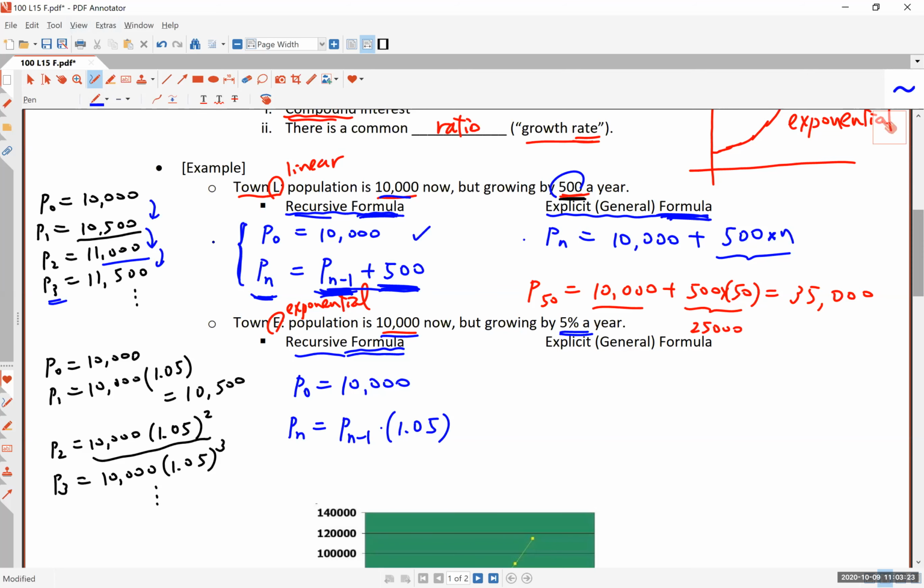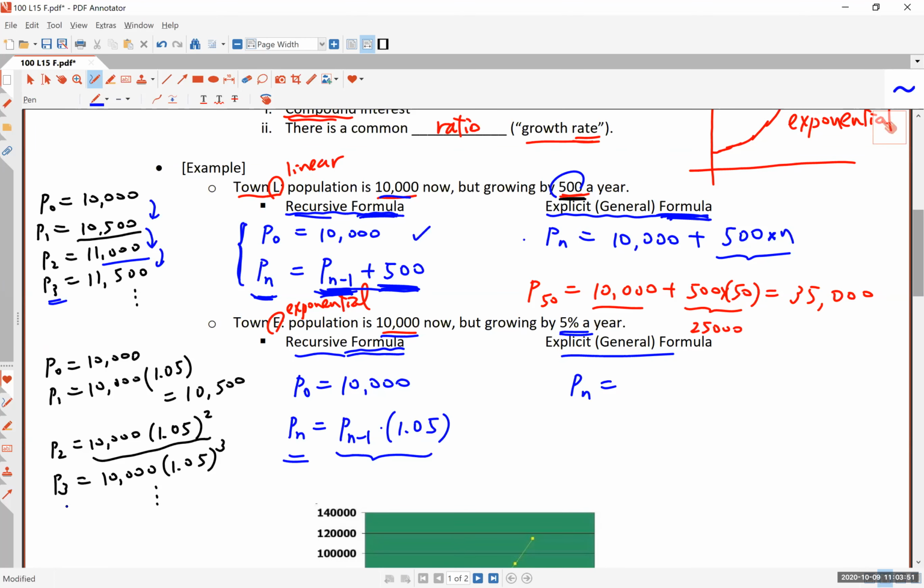The recursive formula always has 2 parts. First one is the initial value or the initial quantity, and then the other one is Pn is equal to, and then this will be an expression using P sub n minus 1. Because the question here is, how do you get the next value based on the present value? Okay, the explicit formula is the one that will get you directly to the nth year population.